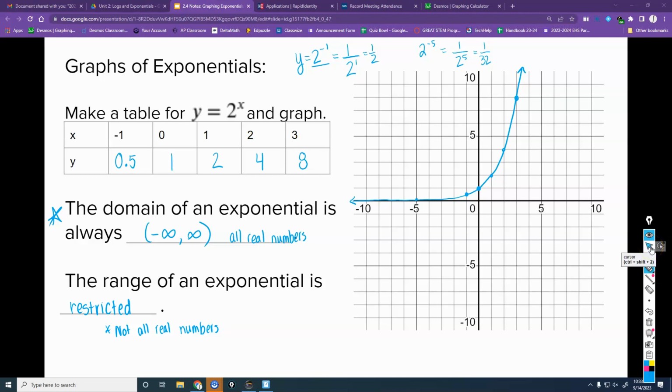Okay, everybody had a chance to get those down? All right.